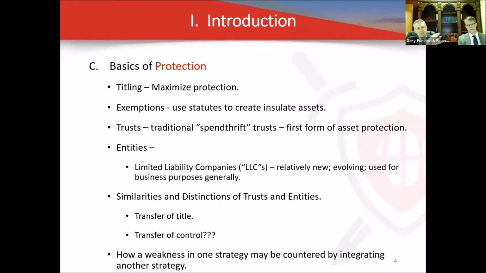And this division of title protects the assets. So if the trustee who holds legal title is sued, they don't have the benefit of the assets. If the beneficiary is sued and the beneficiary can't reach into the trust, there's nothing the beneficiary can get, so the assets are protected.